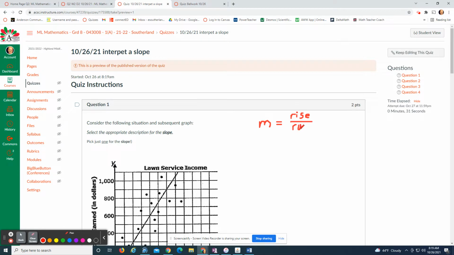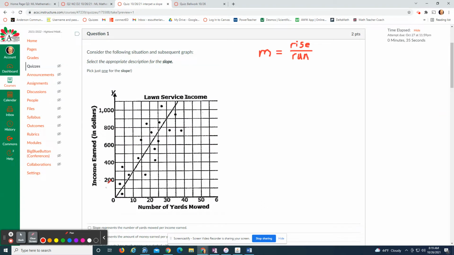Now, if I'm thinking about this and I'm looking at the graph, I don't even care about the question just yet. What side does the rise probably go with? The X or the Y? Why? So this is the rise. And this is the run.